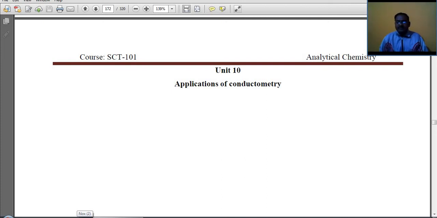Hi everyone. In this module, we are going to learn the applications of conductometry. This is analytical chemistry, MSc first semester's soft core paper SCT 101.